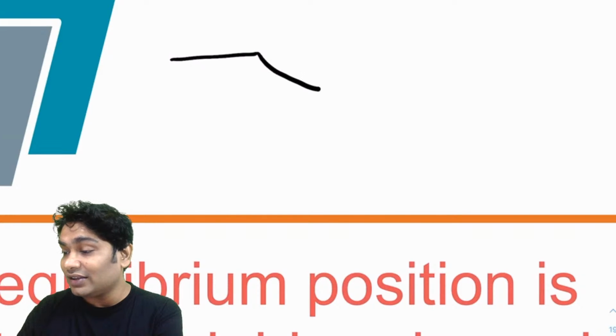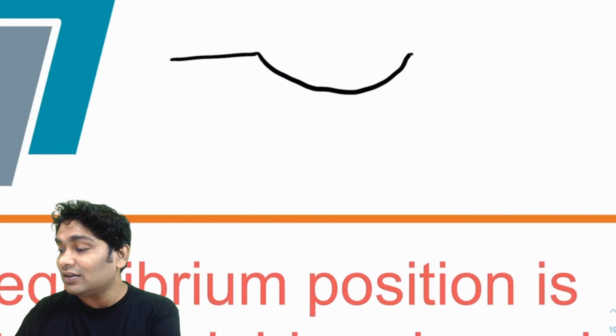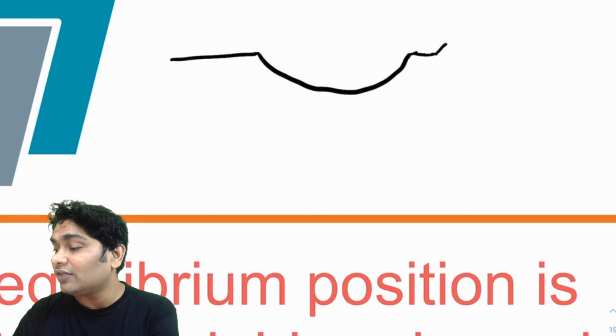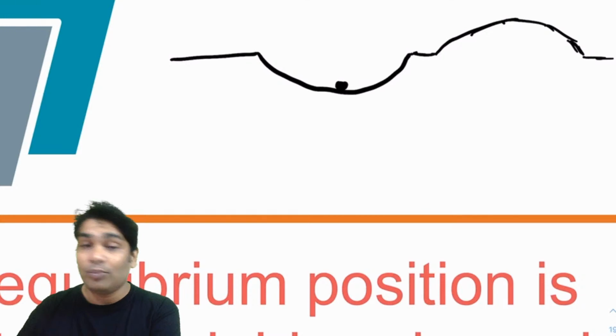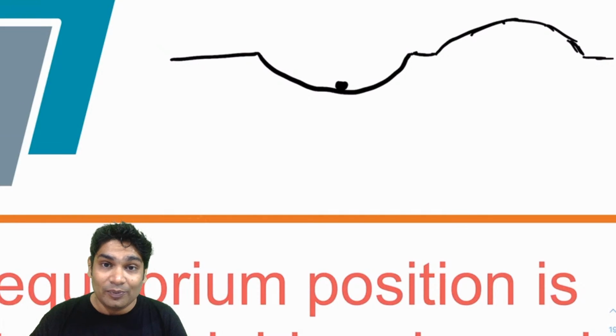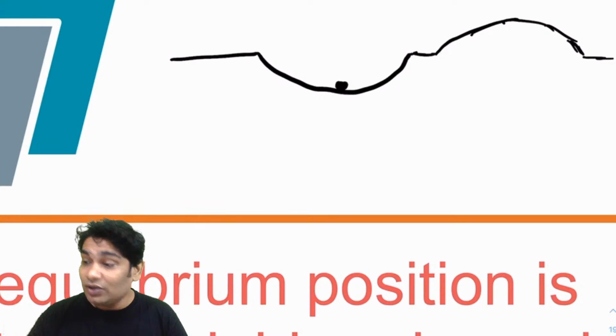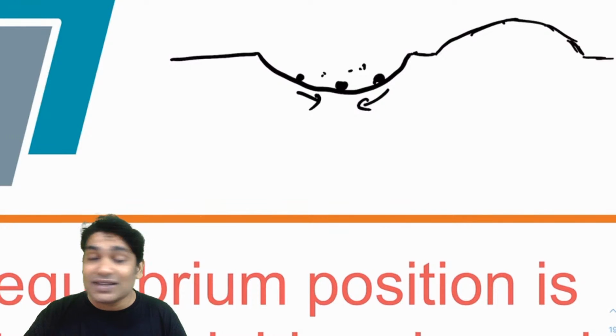So you had a surface like this, then a surface like this, and then a surface like this. This is the easiest way to understand the three equilibriums. When you keep the object at the bottommost point of the hole, it will be in equilibrium, at rest. It won't move. What happens if I leave it here? It will roll back down. If I leave it here, it will roll back down. So this is stable equilibrium, a minima position.